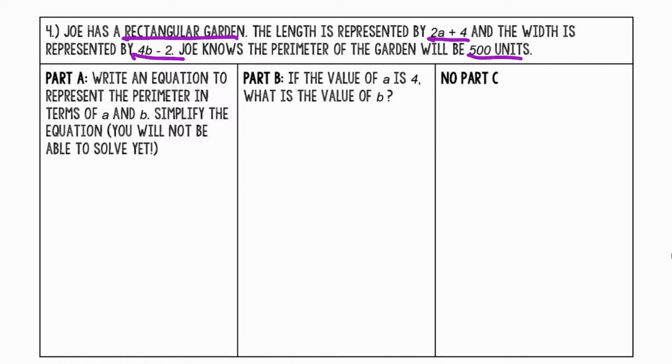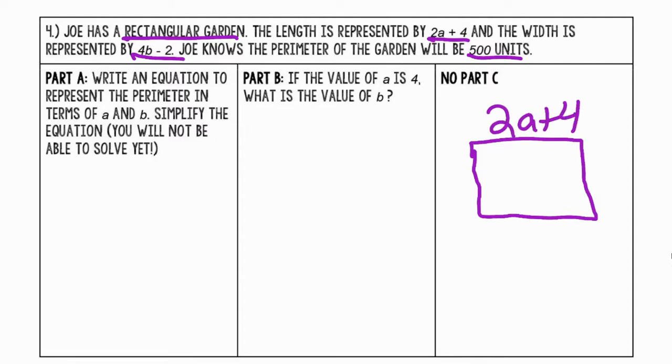Okay, so we know we have a garden. I don't have a part C, so I'm going to come over here and draw my picture for you guys. They told me it was rectangular. They told me the length and they told me the width. Okay, they said write an equation to represent the perimeter.